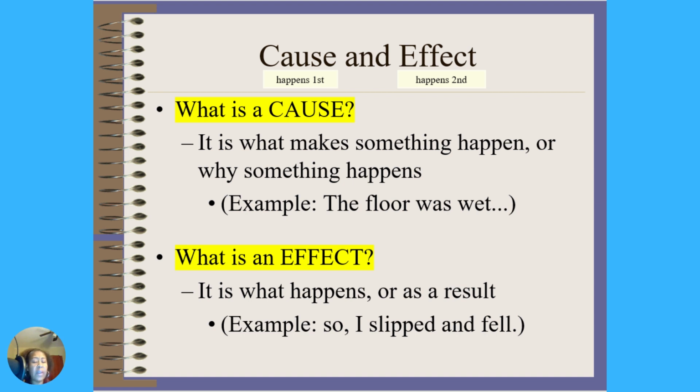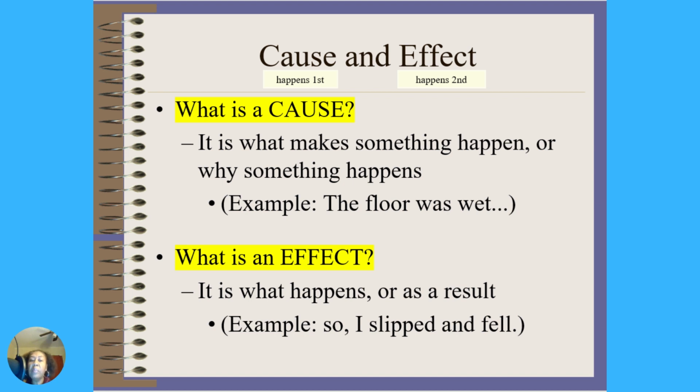What happens if a floor becomes wet? What's the effect? The effect is what happens second. It is what happens as a result of. So what can happen if the floor is wet? So I slipped and fell. The floor was wet. That's the cause. So I slipped and fell. That's the effect. Remember, the cause always happens first, and the effect always happens second.